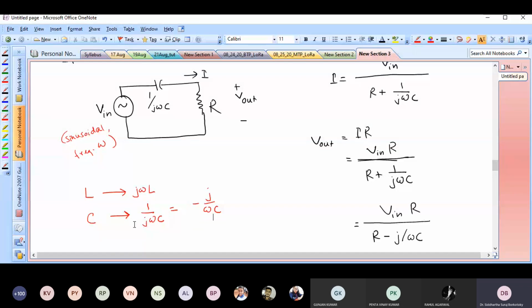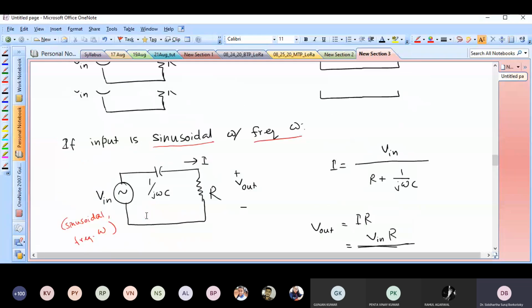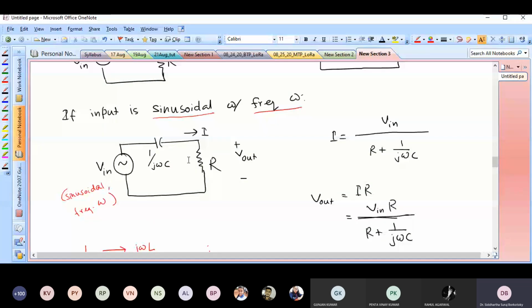Okay, so you could have either 1 by j omega C, or you can write minus j by omega C. But the point is, when you are doing this impedance analysis, you just replace the inductor with j omega L and replace the capacitor with either 1 by j omega C or minus j by omega C. Anyway, that gives you this particular circuit that you can see on the slide here. The input signal is supplied to a circuit with an input impedance which is equal to R plus 1 by j omega C.